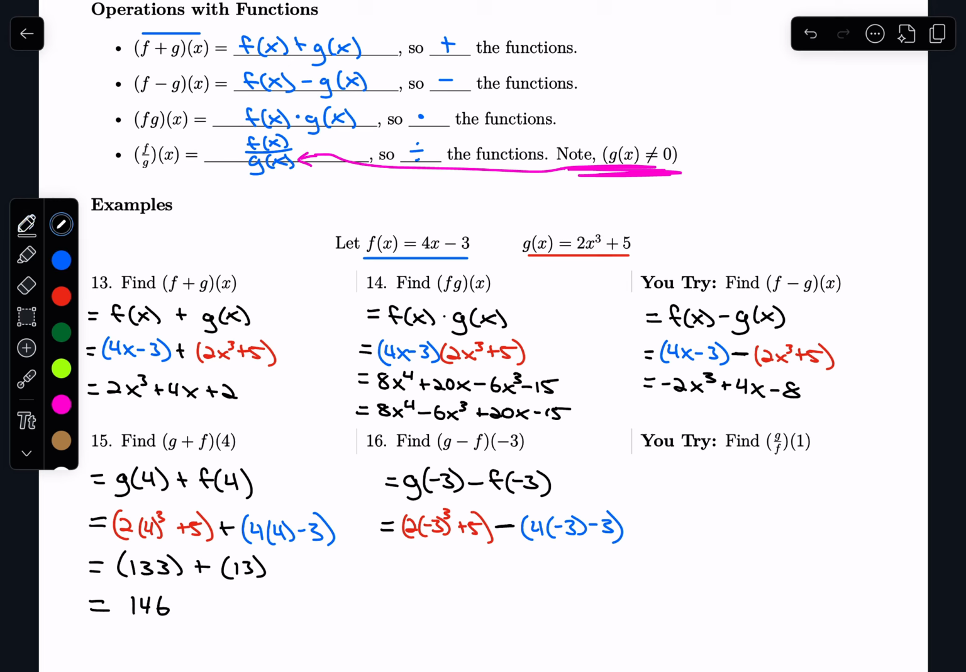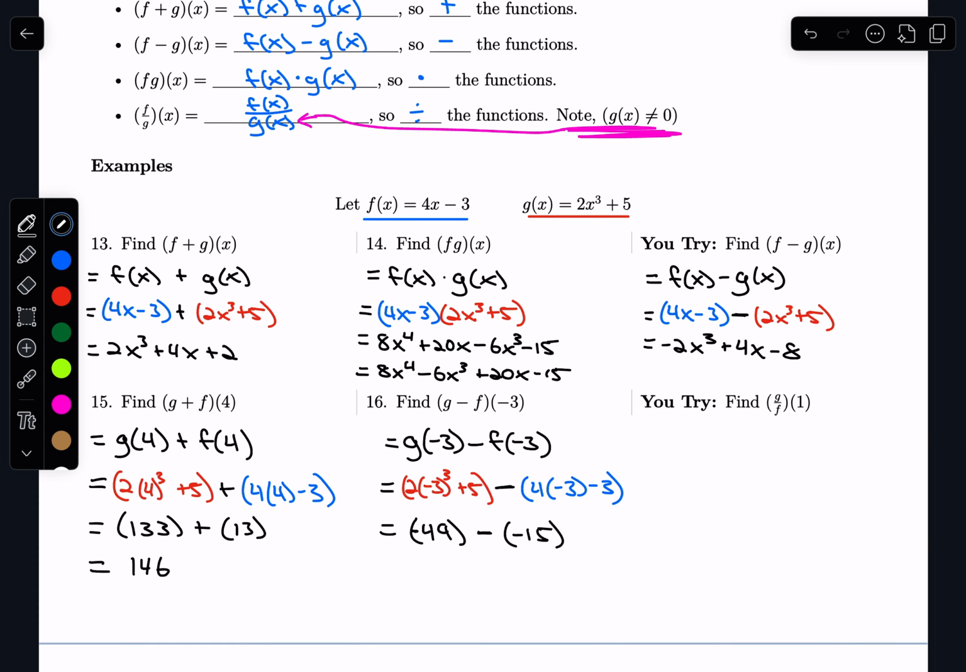All right, we can work this all out now. Negative 3 cubed is negative 27, times 2 is negative 54, and plus 5 is negative 49. And we're going to be subtracting. 4 times negative 3 is negative 12, minus 3 is negative 15. So we have negative 49, my bad, minus negative 15, which is the same thing as negative 49 plus 15. And so that's going to be negative 34, because when we add the 15, the negative 49 gets less negative.